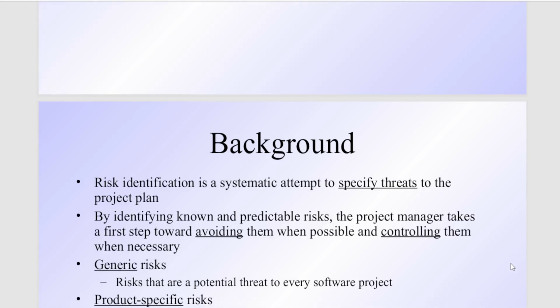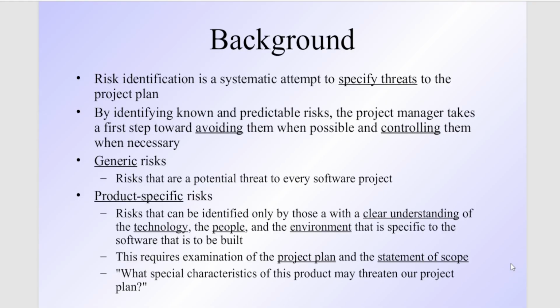Now we will go one by one, starting with risk identification. This identification is a systematic attempt to specify threats to the project plan. By identifying the known and predictable risks, the project manager takes a step forward, avoiding them and, when possible, controlling them when necessary. The generic risks are the risks that are a potential threat to every software project plan, like employees leaving or something else very generic, right?